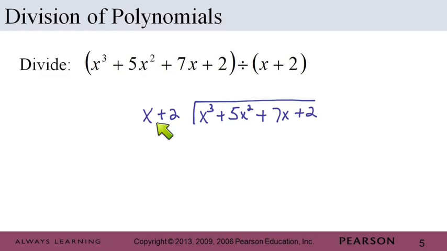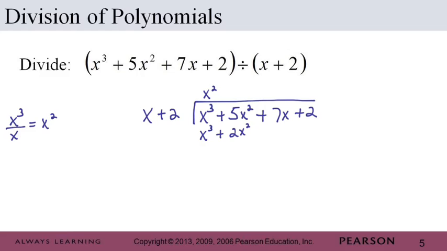Alright, now, to get us started, we say how many times will x go into x to the third? We visualize the x to the third on top, x on the bottom. You reduce that, you get x to the second. That's what goes on the line as a guess. Okay, now multiply back. X squared times x is x to the third. X squared times 2 is 2x squared.